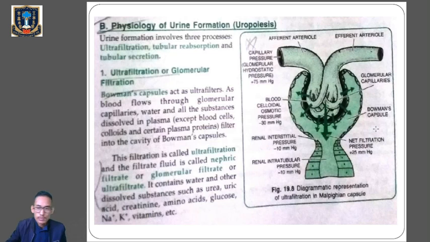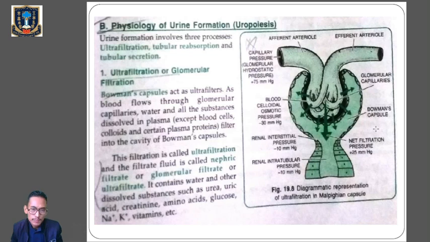If you remember, the diameter of the efferent arteriole is much smaller than that of the afferent arteriole. The afferent arteriole is the one entering the Bowman's capsule, and the efferent arteriole is the one leaving it. So the blood will flow through this capillary with enormous pressure. The Malpighian capsule is composed of Bowman's capsule and the glomerulus.